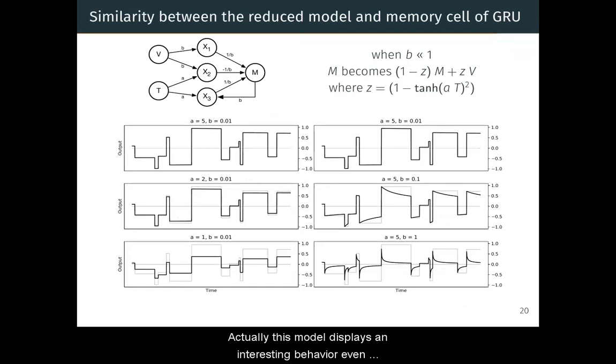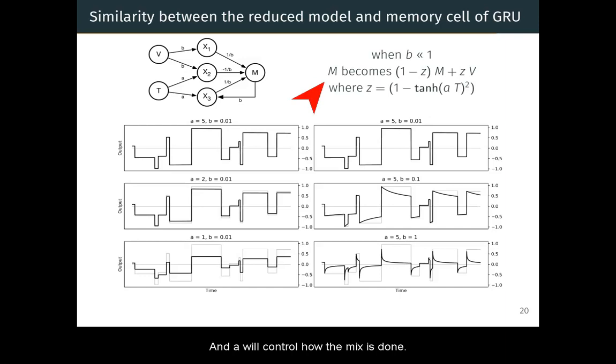Actually, this model displays an interesting behavior even if A is not big. Here we show the behavior of the reduced model for different A and B. On the right column, we can see that B directly controls how fast the memory is going to be forgotten. On the left column, we can see the influence of A when B is small. Instead of maintaining the correct value, it will mix the new value to maintain with the previous value that was maintained. And A will control how the mix is done. It is precisely what the update gate does in a gated recurrent unit. That shows how, with few regular neurons, it is possible to mimic a gated recurrent unit.